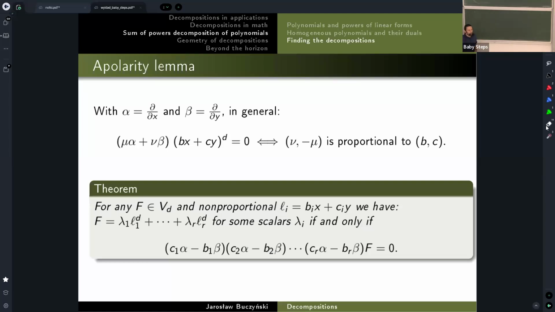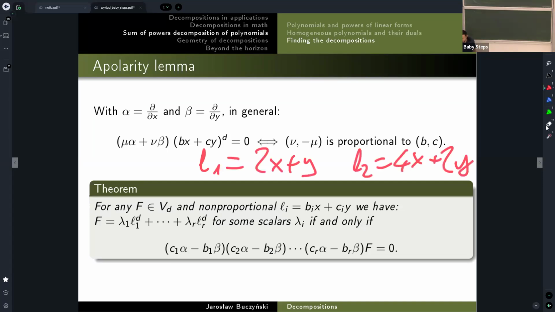Sorry, could you explain what exactly I mean by non-proportional? Right. So if I take L1 equal to 2x plus y and L2 equal to 4x plus 2y, then they are proportional. So the Li's for different i's are mutually non-proportional. Okay. Right, mutually non-proportional. Sorry for that.